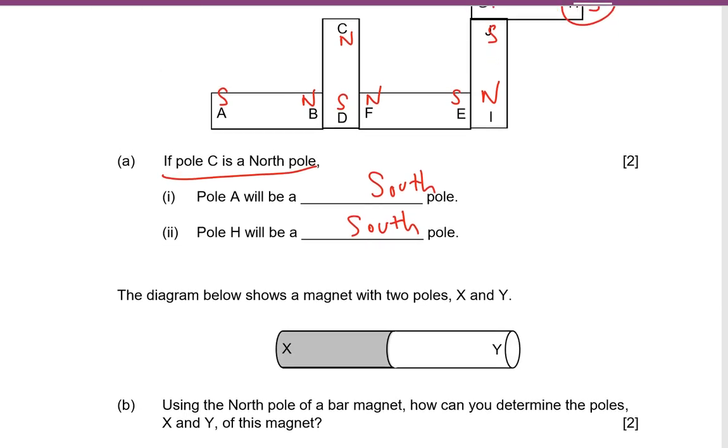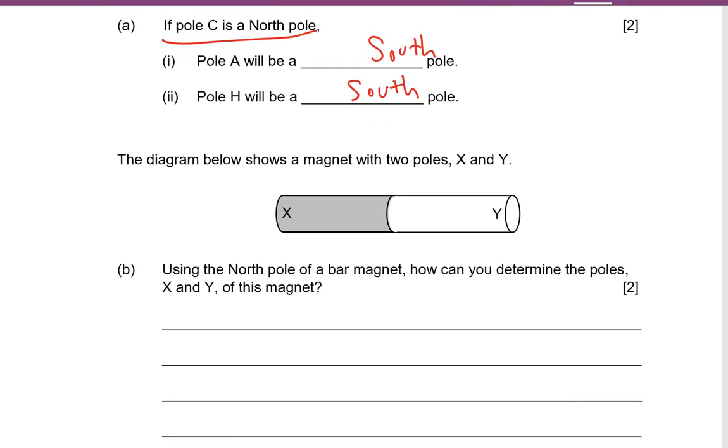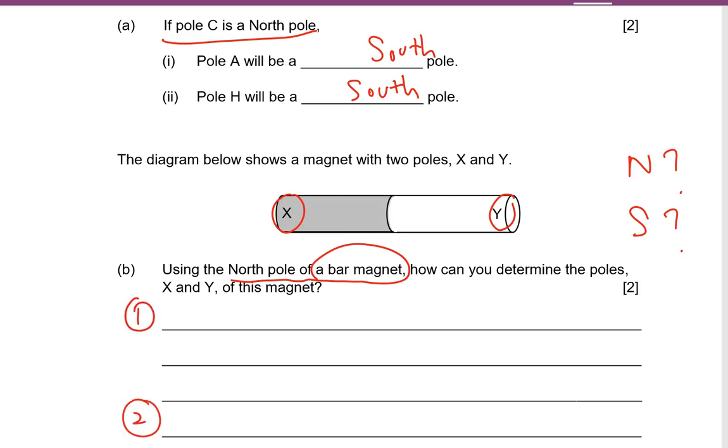Alright, now the stroking method. Alright, electrode method. These are all the methods to make magnets. So now you have two poles, X and Y, but you don't know which one is the north, which one is the south. So with a north pole of a bar magnet that is given, how can you determine which one is the north, which one is the south? Okay, we're going to use the property like poles repel, or unlike poles attract. So one way, two different possible answers. You can choose either one to write, don't need to write both.